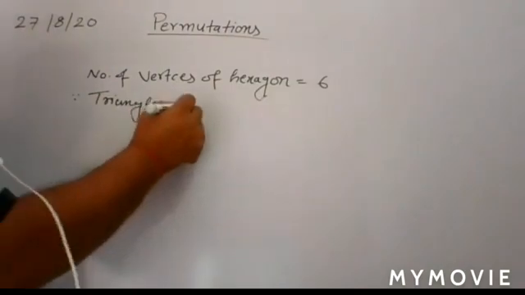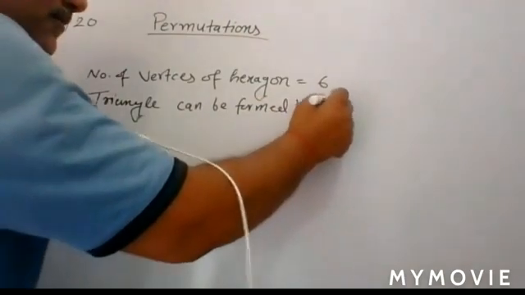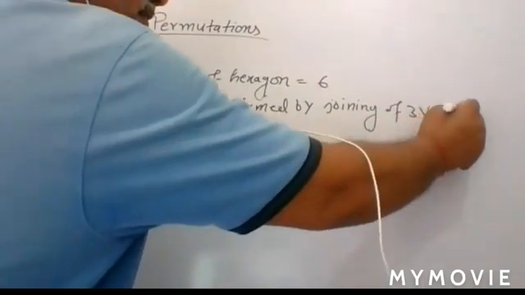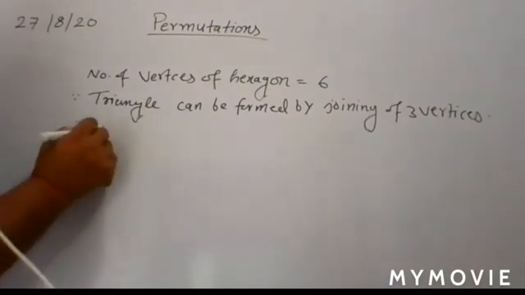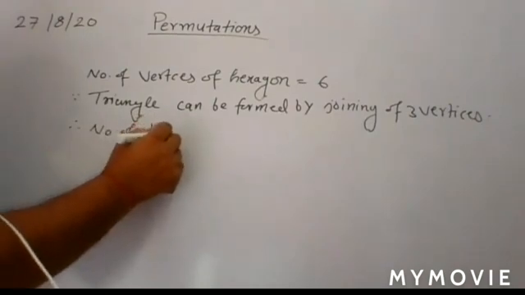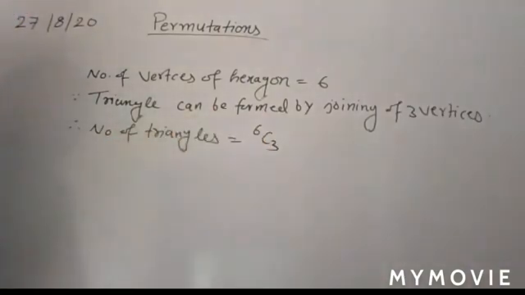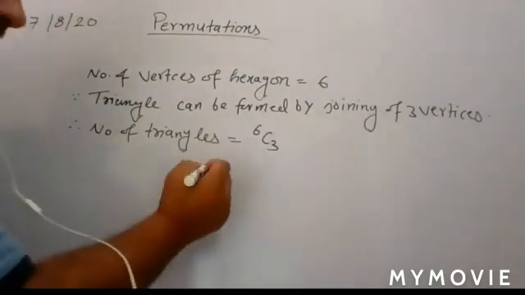So a triangle can be formed by joining three vertices. Joining three vertices means if you join any three vertices, you have your triangle. So the number of triangles is equal to 6C3. Here you have 6 vertices and you have to select any 3 vertices out of them. So how many triangles are there? 6C3. Just simplify and you have your answer.